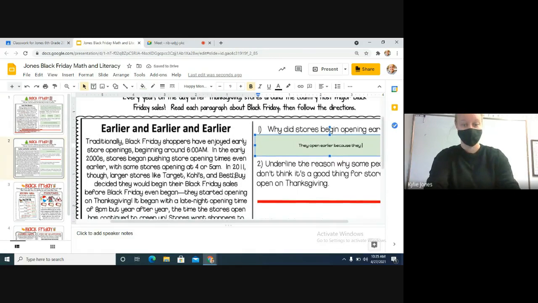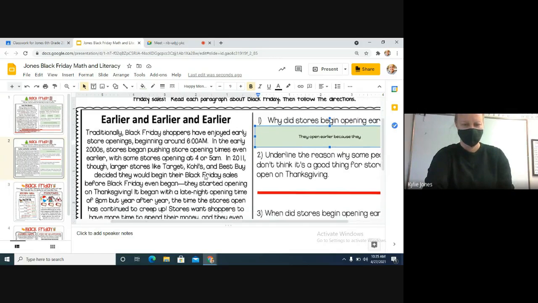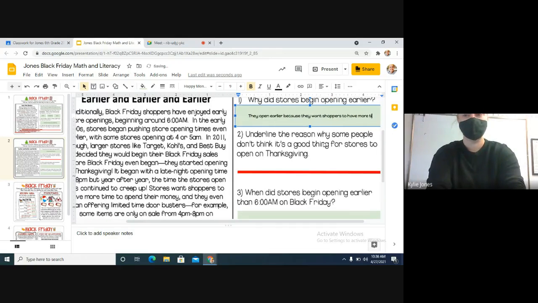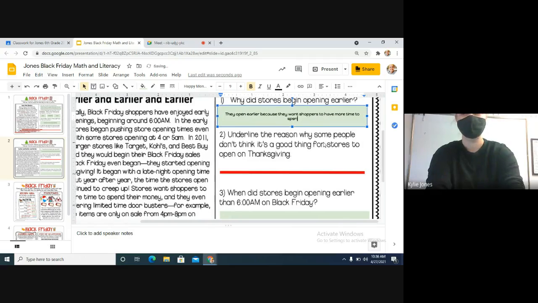Where does it say it, though? I don't know. I know, but where's my answer that I'm looking for? Kind of like the middle, further down the second paragraph. There we go. Stores want shoppers, because they want shoppers to have more time. More time to do what? To spend their money.